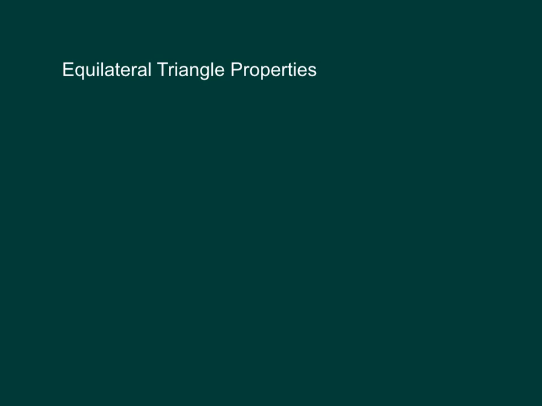Okay, let's look at some equilateral triangles now and look at some of the properties they have. So we'll draw, the best we can, an equilateral triangle. Okay, and what makes a triangle equilateral? Well, it has three congruent sides. It has equal sides, lateral meaning sides.